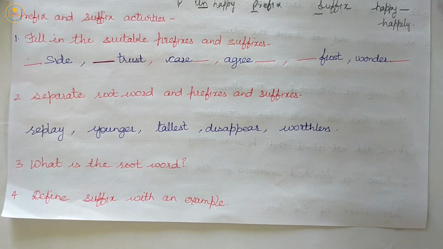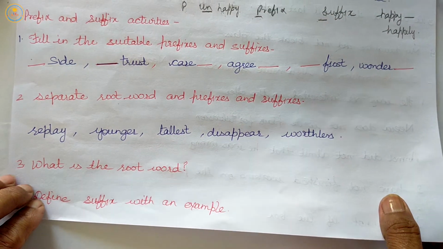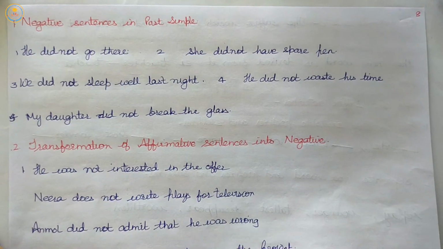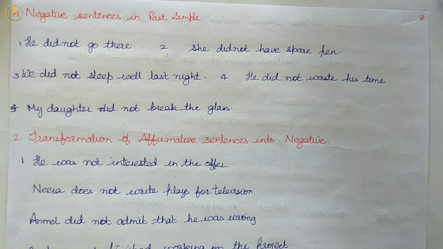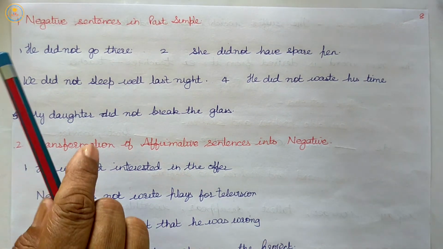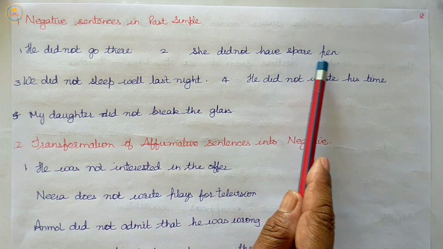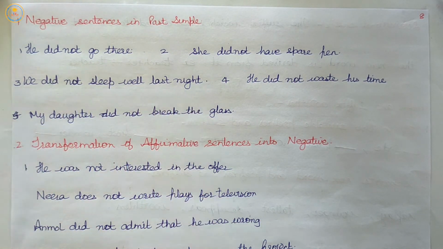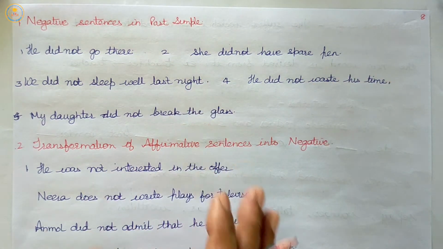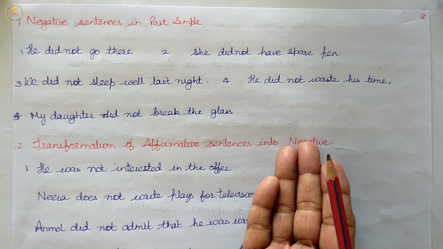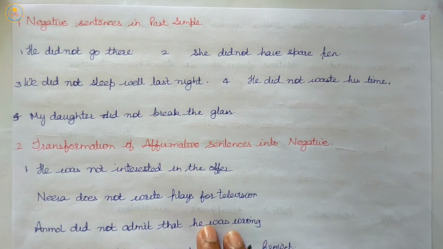So let us do our next work. In the previous topic, some homework had been given to you, so let us discuss those questions. Our first question was negative sentences. Your homework was to write at least 5 negative sentences in simple past. Here: he did not go there, she did not have a spare pen, we did not sleep well last night, he did not waste his time, my daughter did not break the glass. These are 5 sentences in the negative form of the simple past tense.